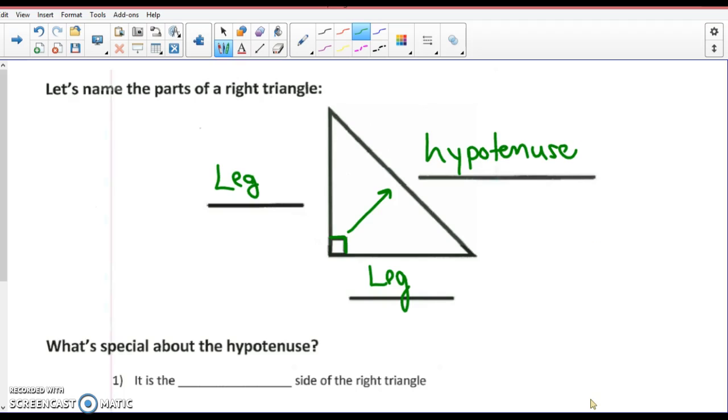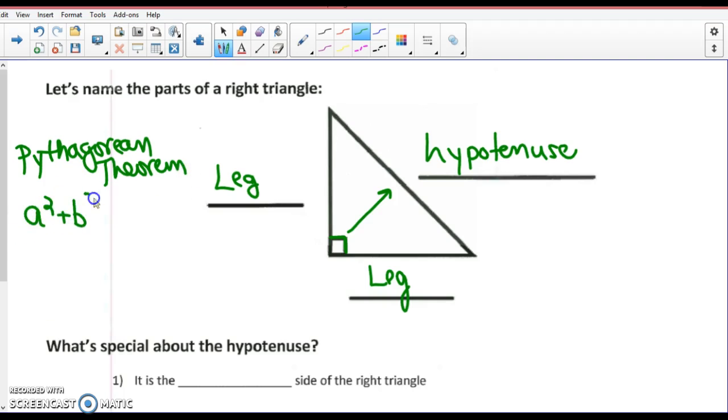Now, when we are learning about a right triangle, the Pythagorean theorem is a squared plus b squared equals c squared. Write that down, and it needs to be lowercase. I don't know why, that's just the way it is. Okay? But the Pythagorean theorem is a squared plus b squared equals c squared.